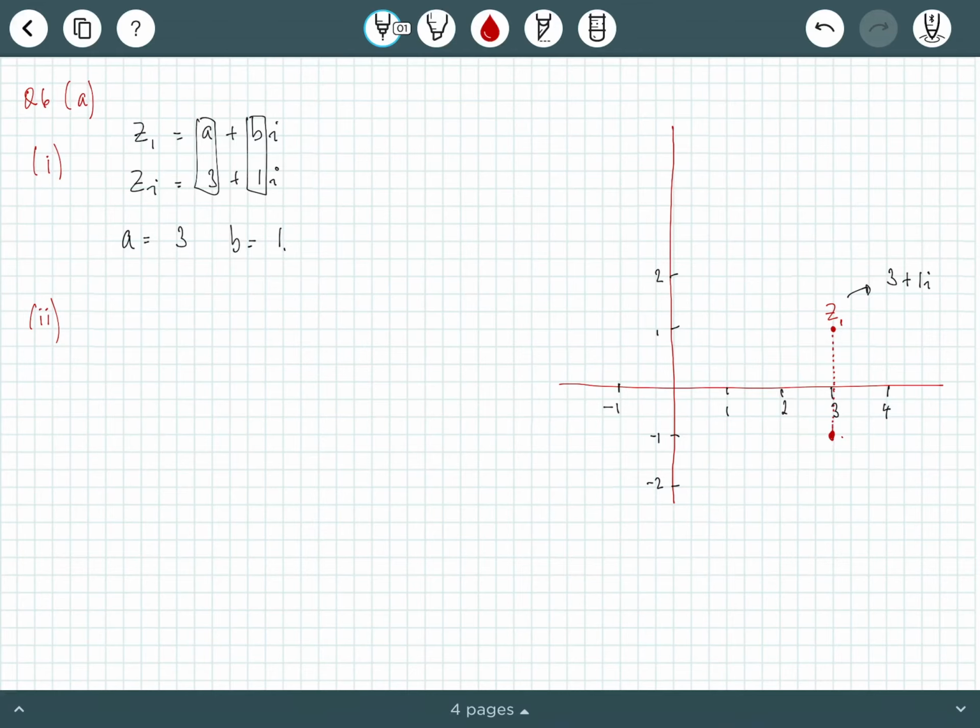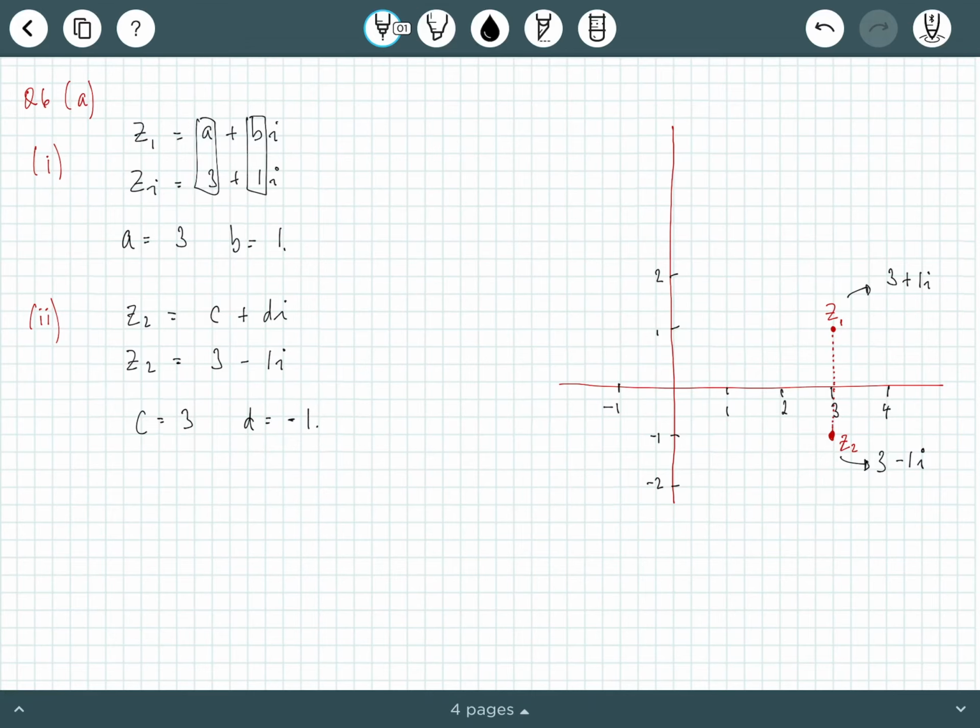Alright, and that's z2. The reason I know it's there is because it goes the exact same distance down through it. And look at this here, it's actually 3 minus 1i this time. So you can see there, the signs just change. So you can argue it's the conjugate. So z2 is equal to c plus di. We know z2 now is 3 minus 1i, so we know c is equal to 3 and d is equal to minus 1.